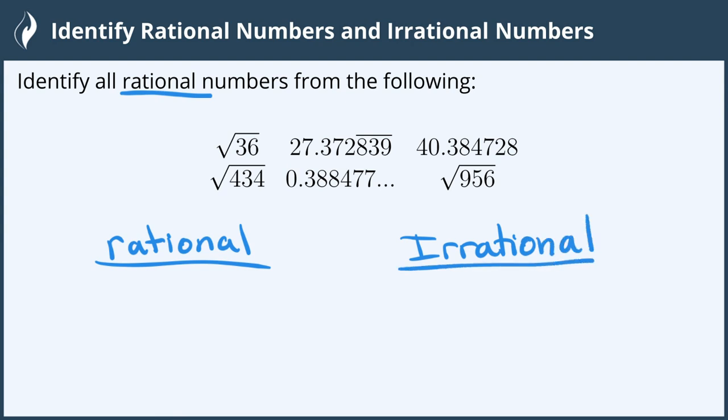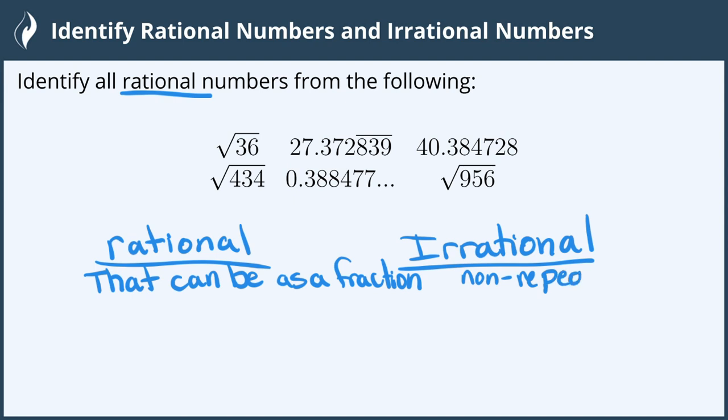Rational numbers are any number that can be written as a fraction. An irrational number is a non-repeating infinite decimal. A rational number can be a repeating infinite decimal.